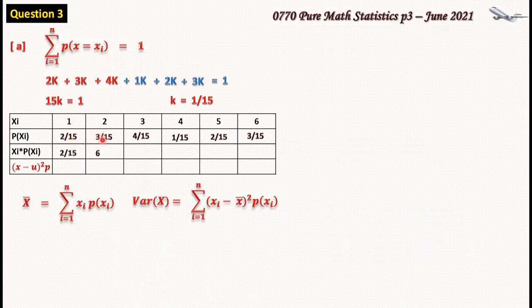2 times 3 on 15 is 6 on 15. 3 times 4 on 15 is 12 on 15. 4 times 1 on 15 is 4 on 15. 5 times 2 on 15 is 10 on 15. 3 times 6 on 15 is 18 on 15.